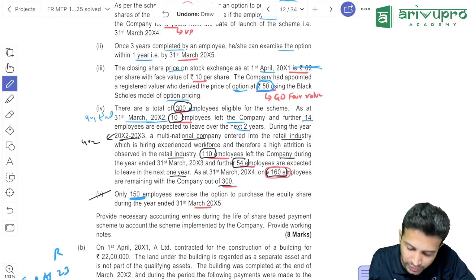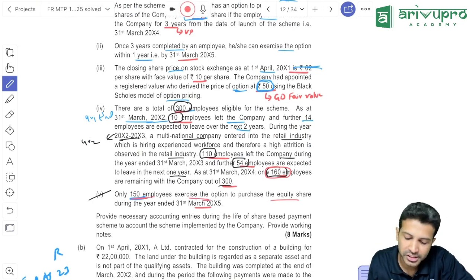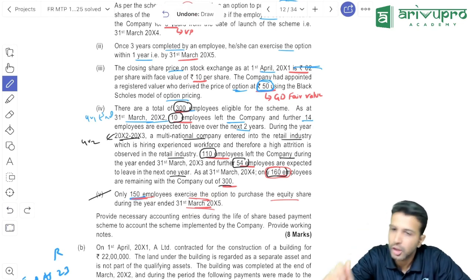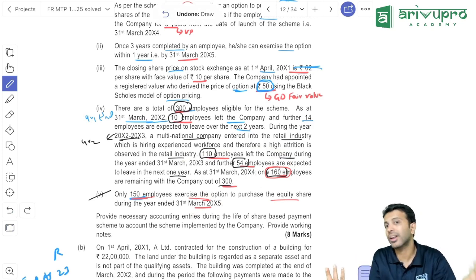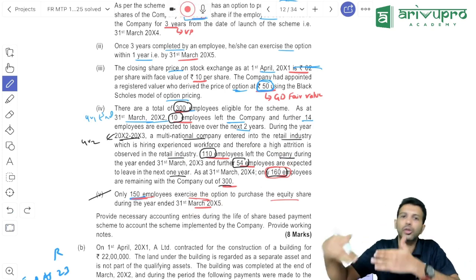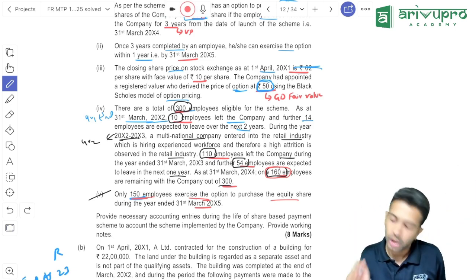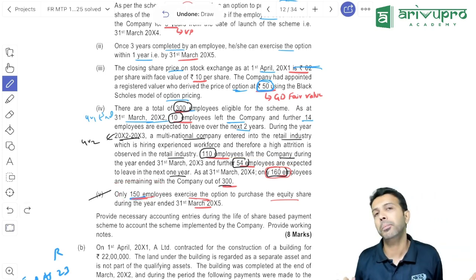What happened within 1 year? Only 150 employees exercised the option to purchase equity shares during 31st March 2025. So by the end of the 4th year, though 160 employees remain, because these are all options, it's not a compulsion. If the employees want, they can utilize this benefit and purchase the shares, or they can reject this. So though we thought 160 would buy, finally only 150 of them purchased the shares.